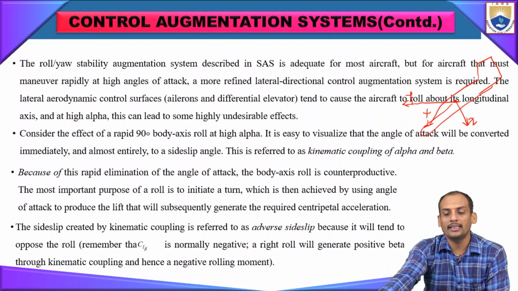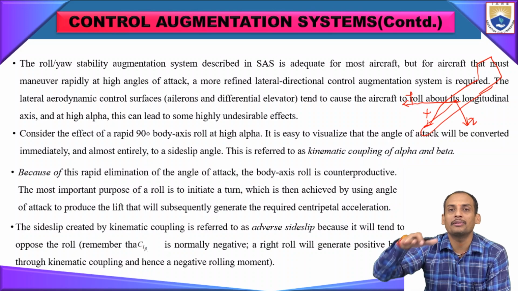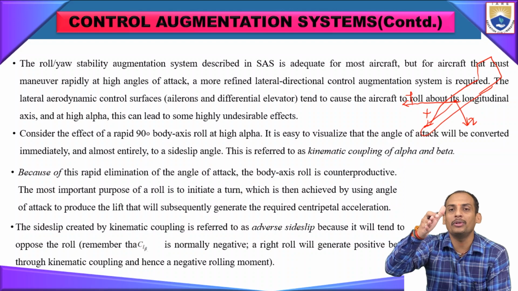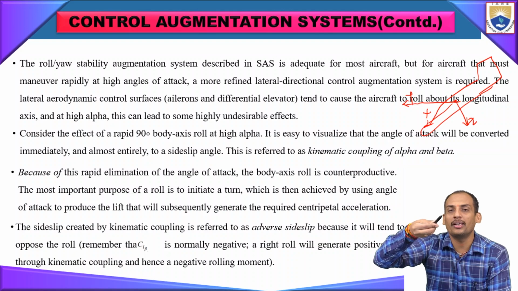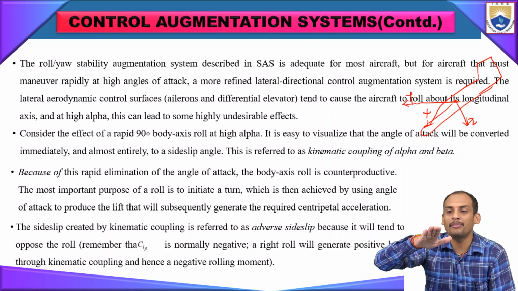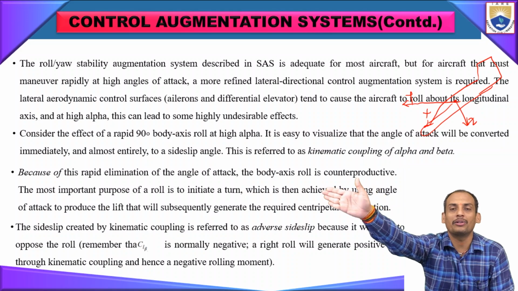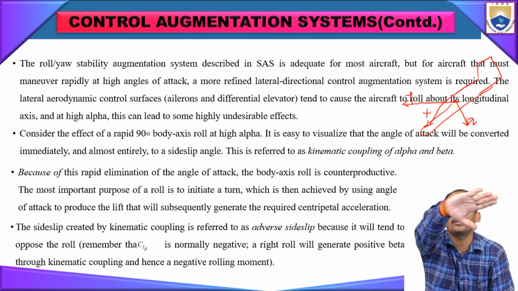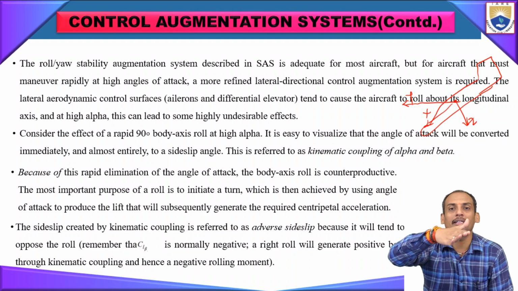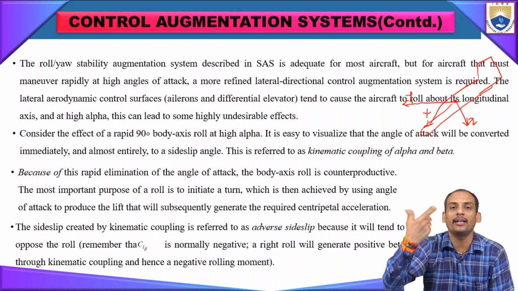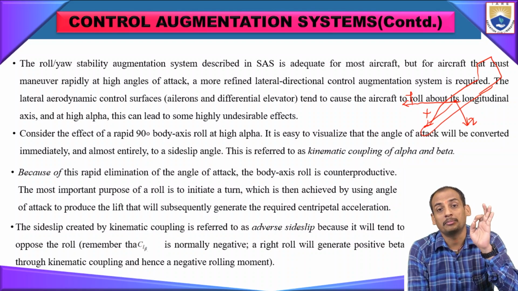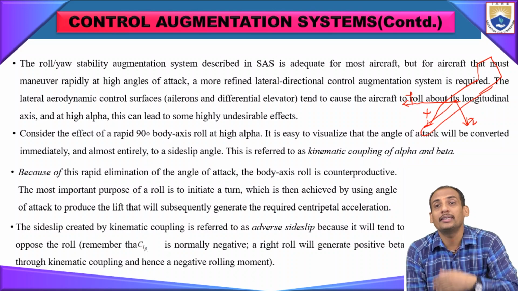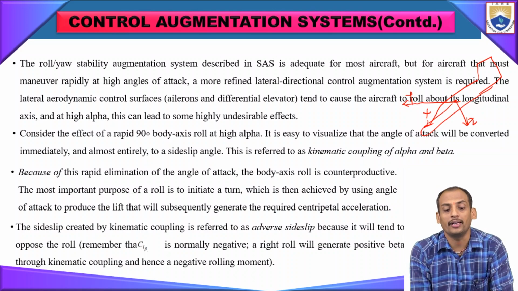This is referred to as the kinematic coupling of alpha and beta. When we couple the pitching moment and the rolling moment, that means the aircraft has been pitched up and rolled like that. Then it will give a positive or negative moment, with the coupling of alpha and the rolling angle beta. That is called the kinematic coupling of alpha and beta.